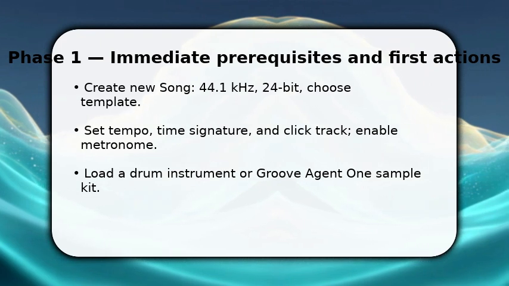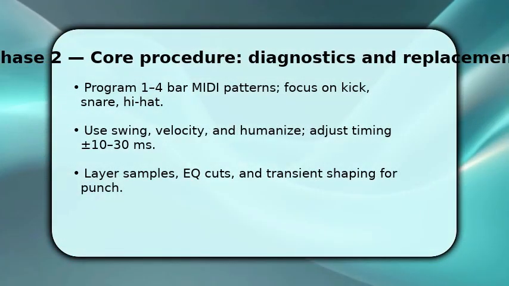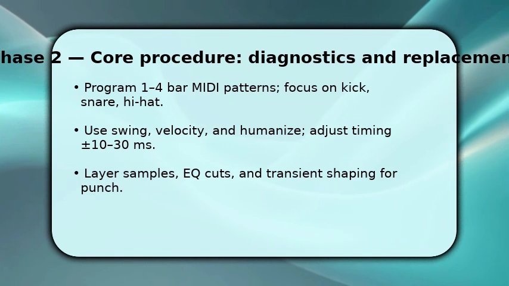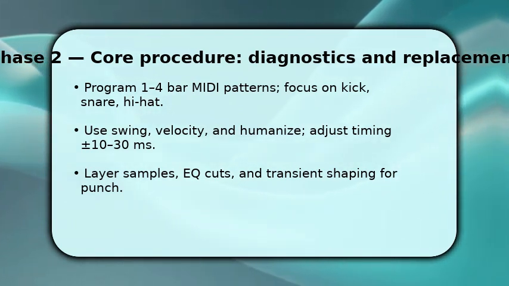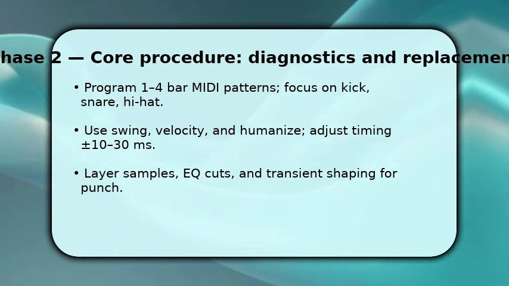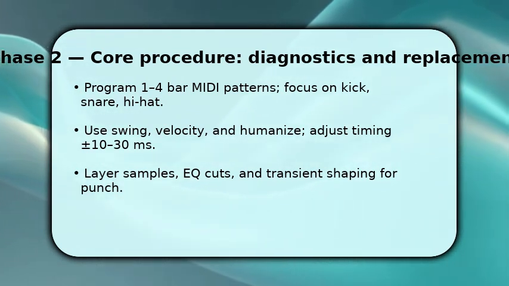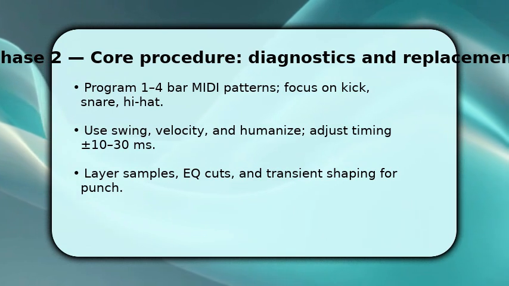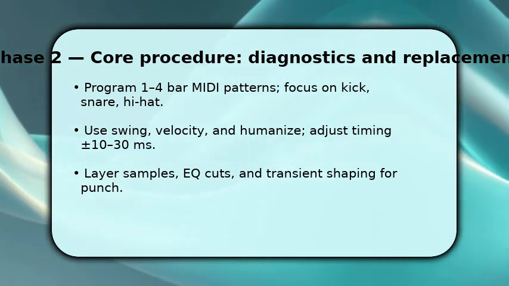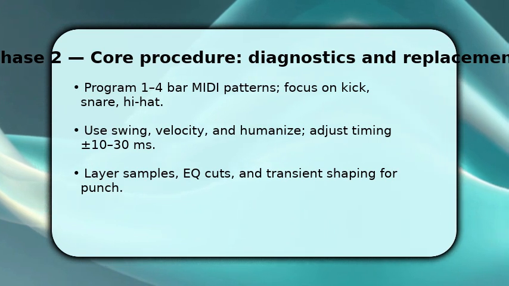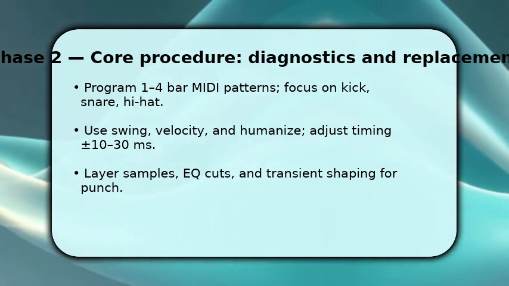You program short 1 to 4 bar MIDI patterns, starting with kick and snare to lock the pocket, then add hi-hats and percussion. Use velocity, swing, and the humanize function to avoid robotic timing. Subtle timing shifts of 10 to 30 milliseconds create groove. Once patterns feel right, layer complementary samples and apply EQ cuts and transient shaping to create punch and separation.